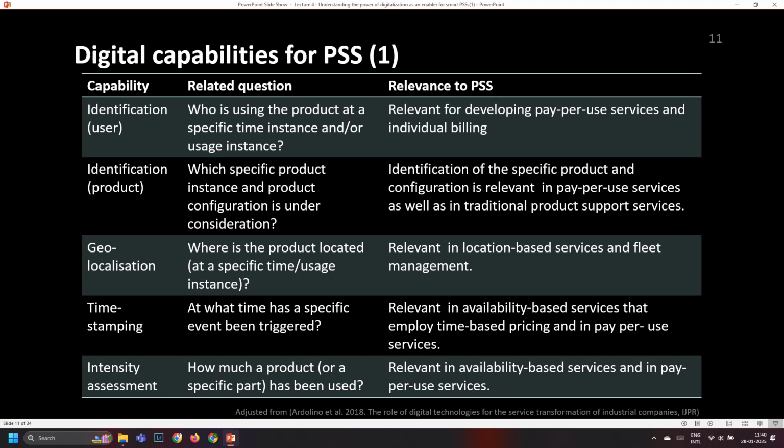And the next one is, where is the product located? It's about geographical location. The next one is about time. What's the point in time? And then the last one in this table is the use intensity. For example, how much is a car used? How many times per unit of time is the product used, right?